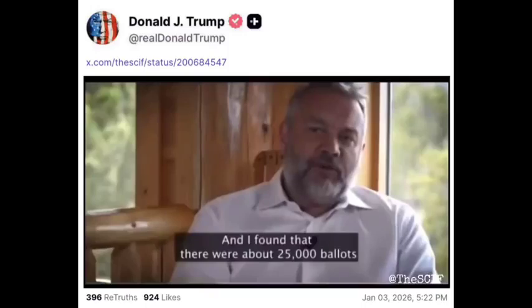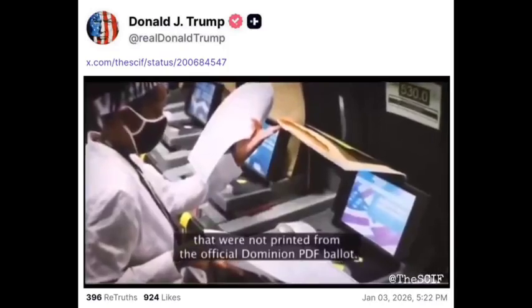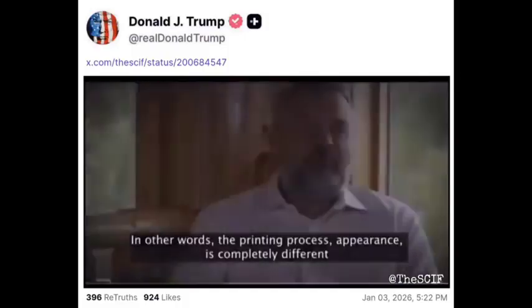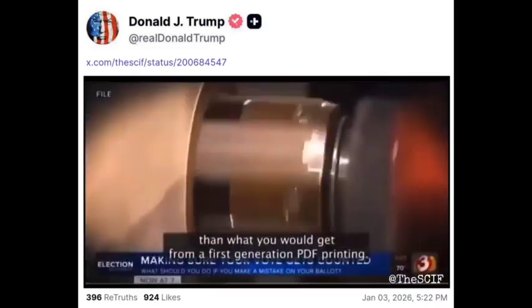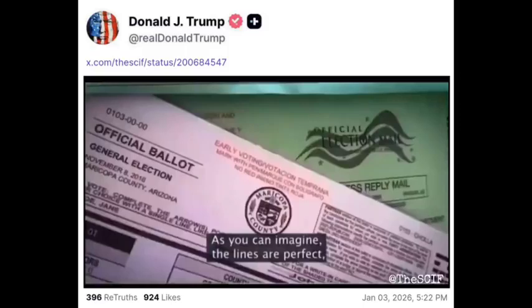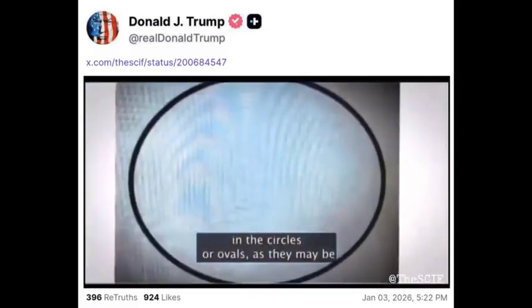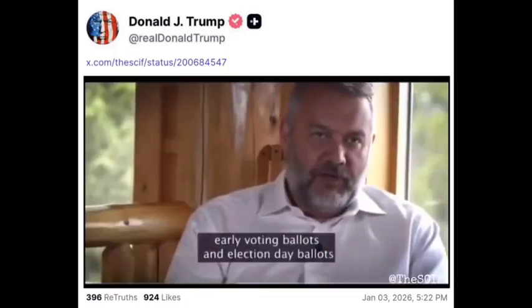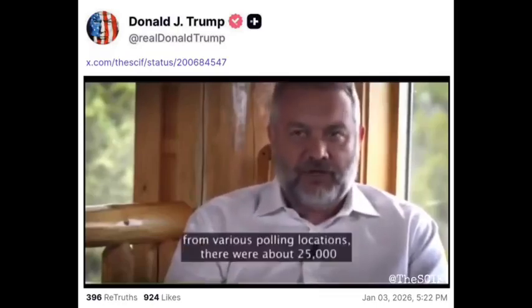And I found that there were about 25,000 ballots that were not printed from the official Dominion PDF ballot. In other words, the printing process, appearance, is completely different than what you would get from a first-generation PDF printing. As you can imagine, the lines are perfect. So they're perfectly straight, no breaks in them, the circles or ovals as they may be, and they're a solid line.